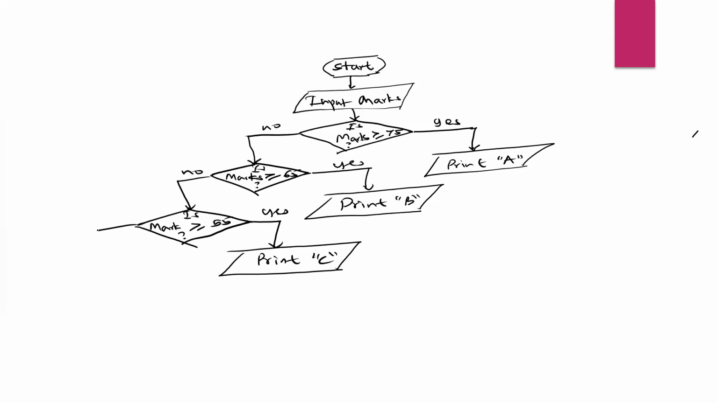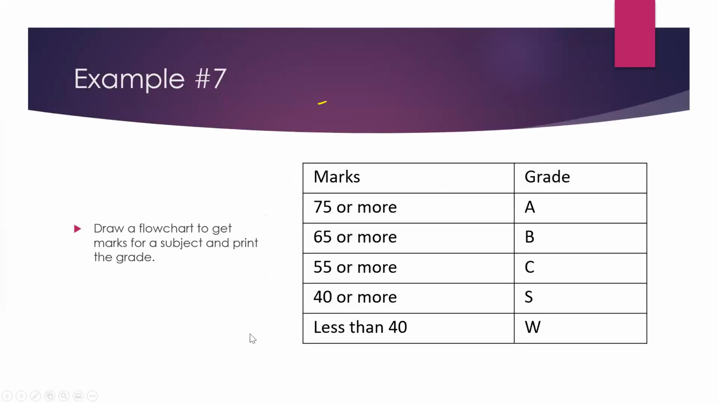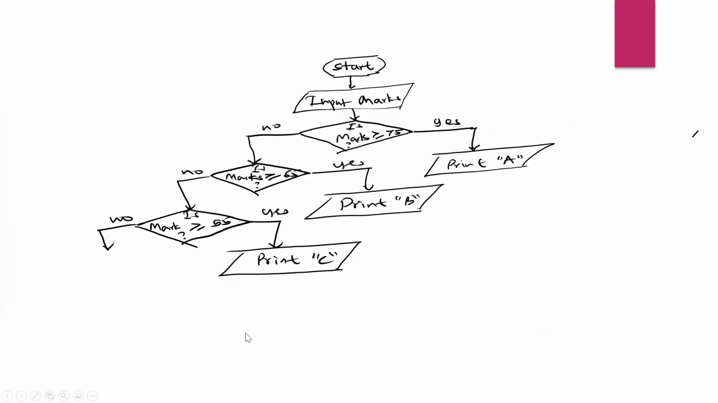If it is no, yeah, we have to go for the next condition. So what is the next condition? Marks are 40 or more. 40 or more, greater than or equal. If it is no, then again we have to check, is marks greater than or equal to 40 or more. So if it is yes, we know print S. We have to have this.